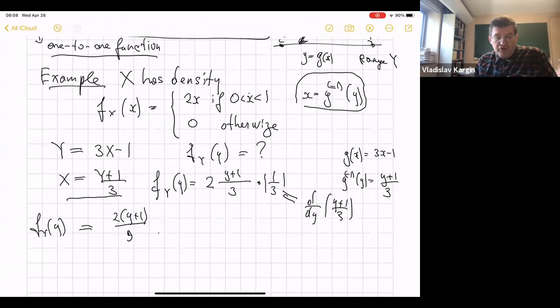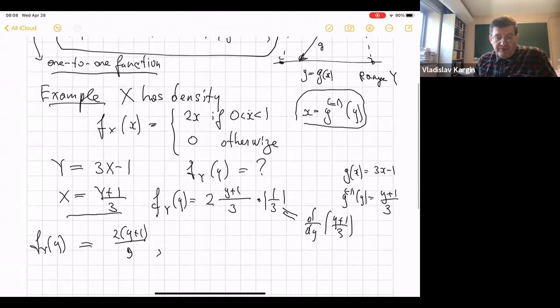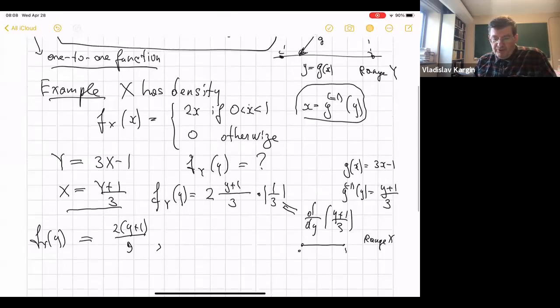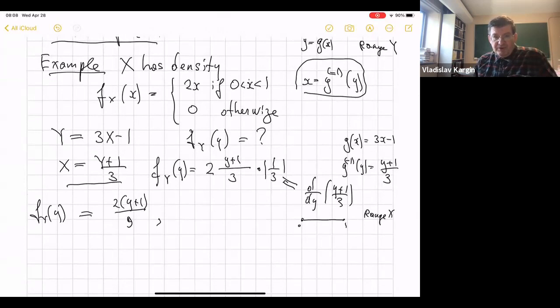So what's the range of y? In this case, the range of x is 0 to 1. This is a linear transformation, so it's a one-to-one linear transformation. Using this formula, 0 goes to 3 times 0 minus 1, so it goes to minus 1.